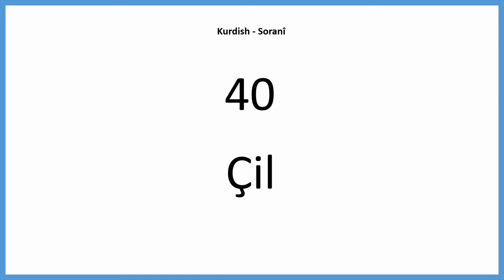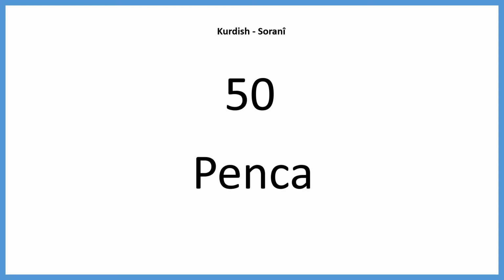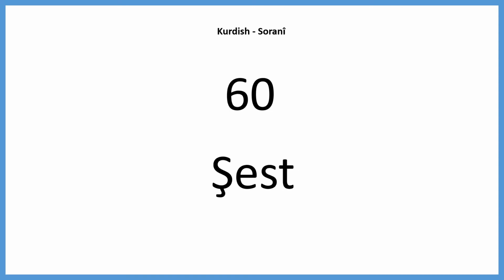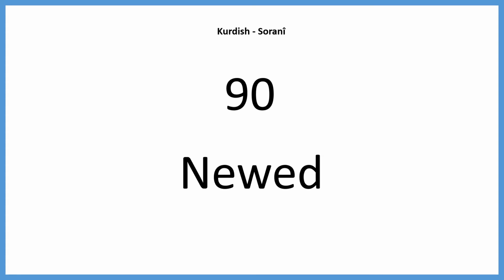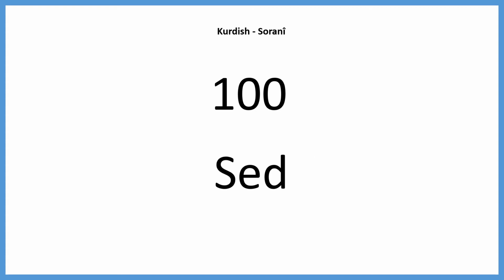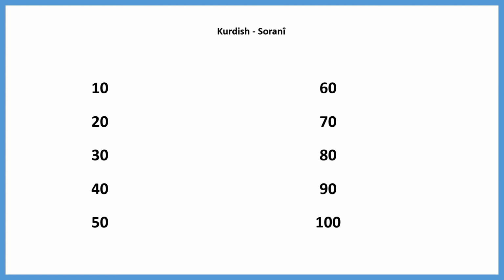40 Chil. 50 Penja. 60 Chest. 70 Heftar. 80 Heshtar. 90 Newed. 100 Sed. We will now review the multiples of 10, starting with 10 and going up to 100.